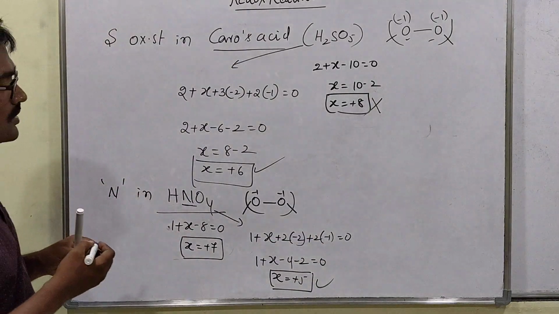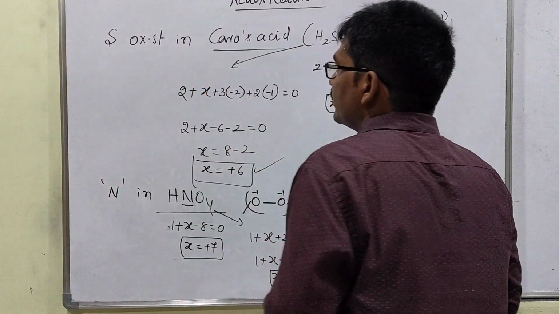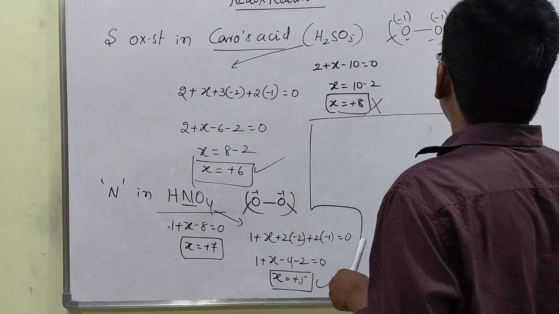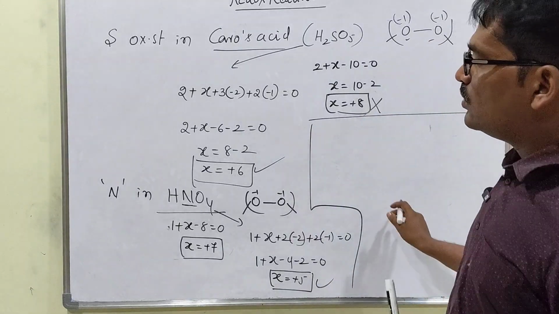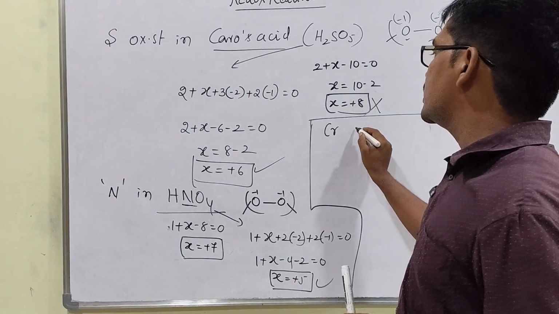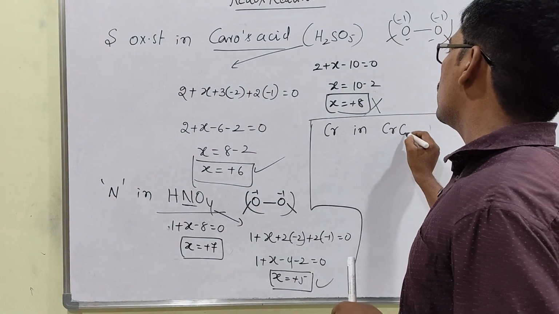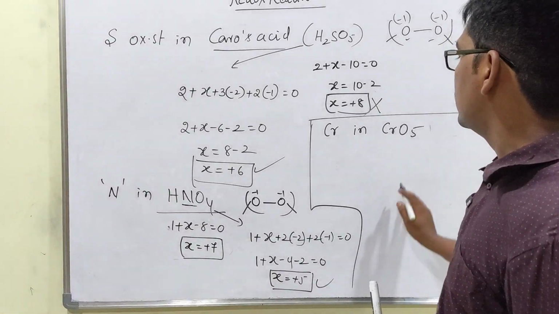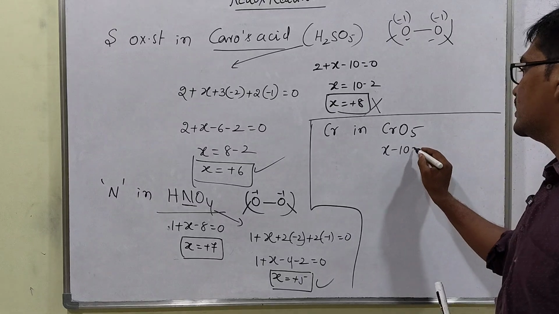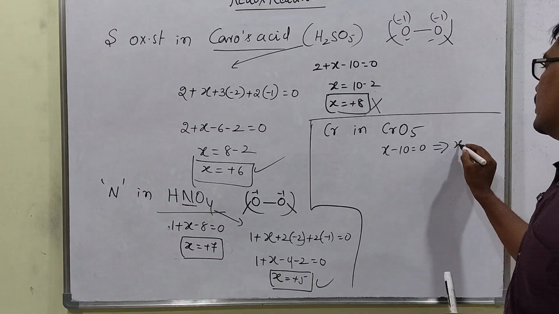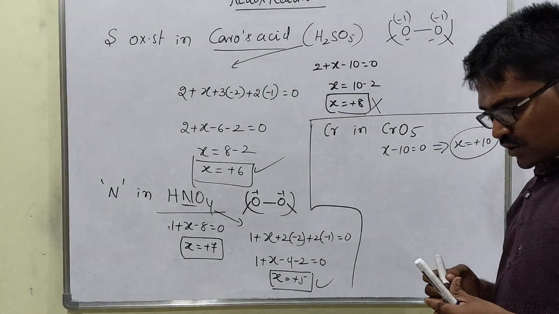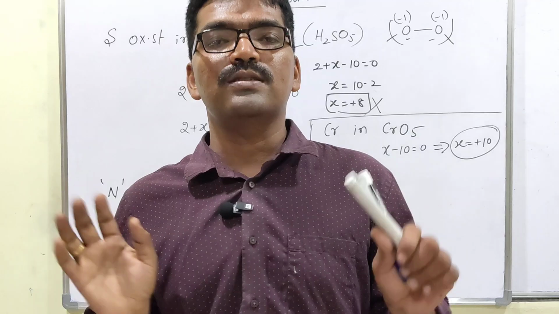So when you get a highest oxidation state that is too high, you must understand that it is wrong. Now in case you take the chromium oxidation state in CrO5. According to the formula, x minus 10, so x equals plus 10. Plus 10 is impossible, right? So chromium's highest oxidation state is plus 6.